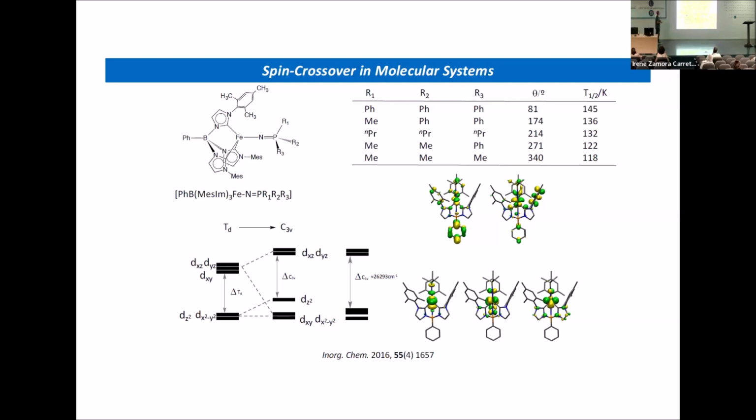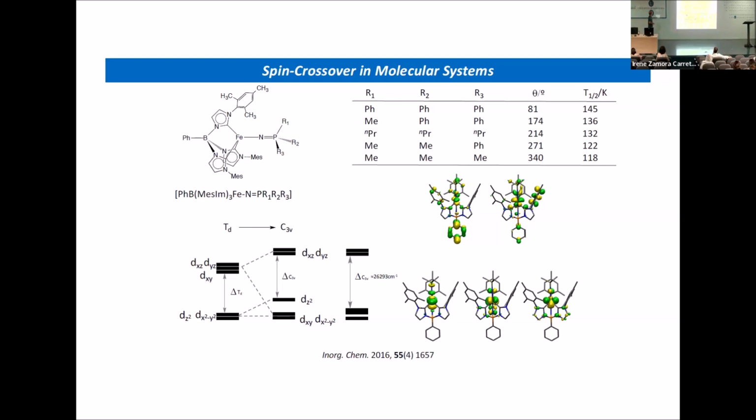So the experimentalist told us, can you take a look, can you analyze what's going on here and explain why this molecule undergoes a spin transition and why there is this correlation with the Tolman cone angle? So we did. We took a look at the electronic structure.